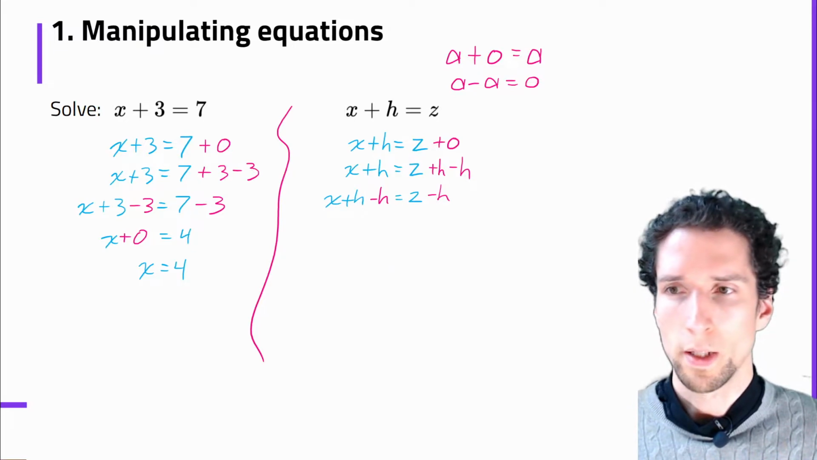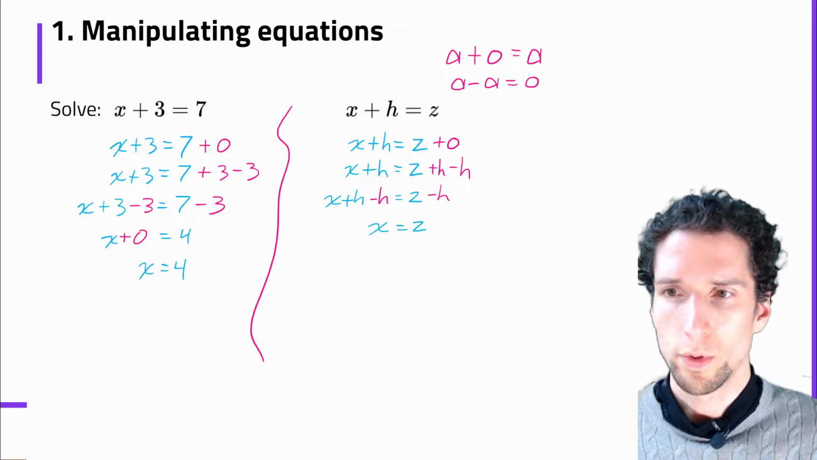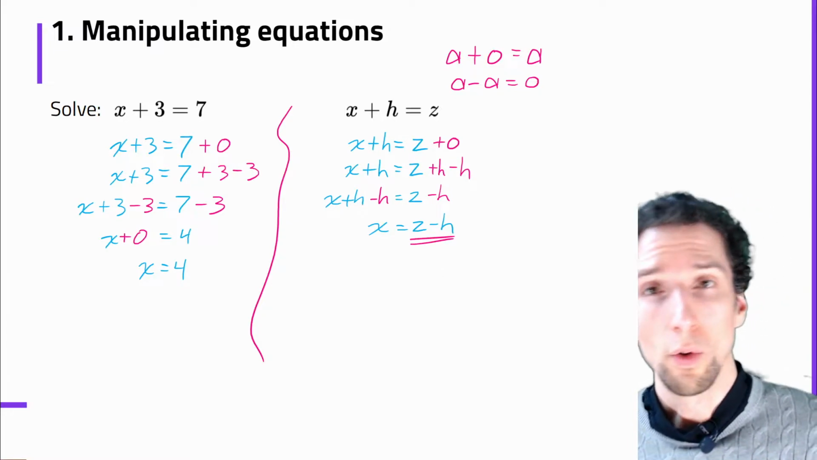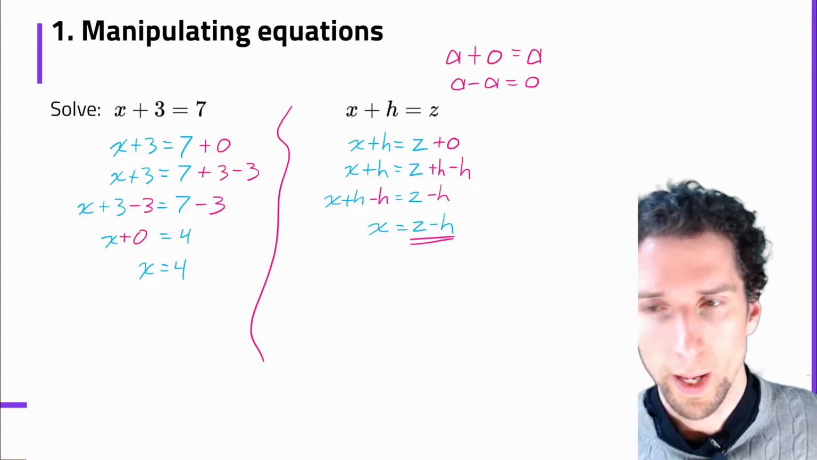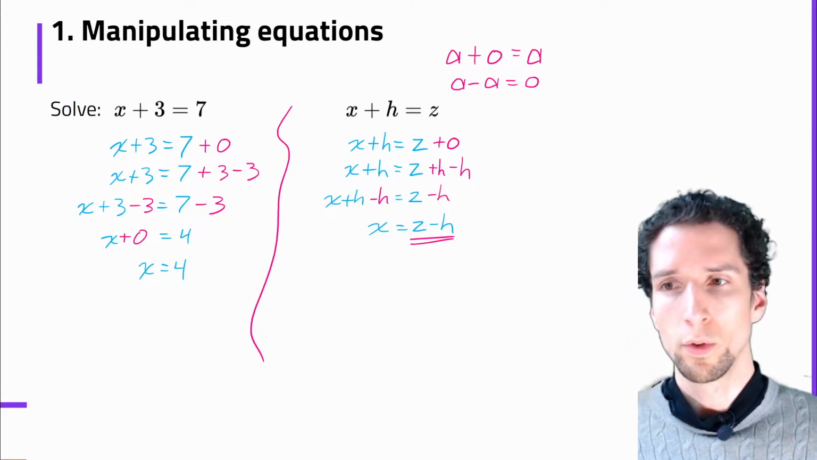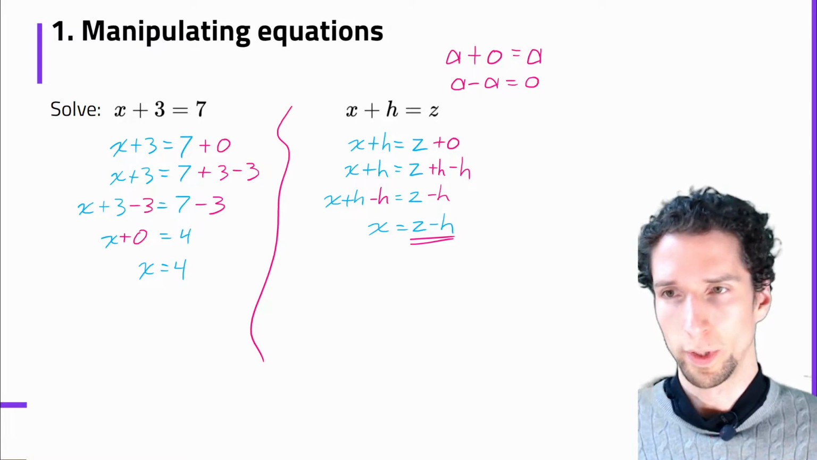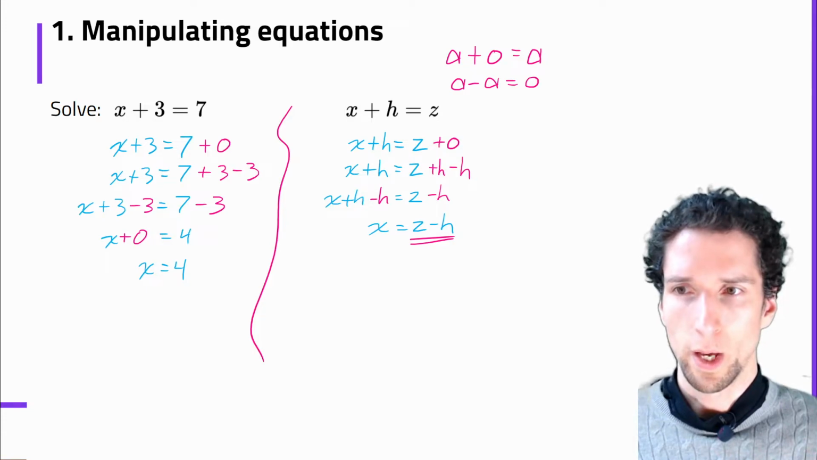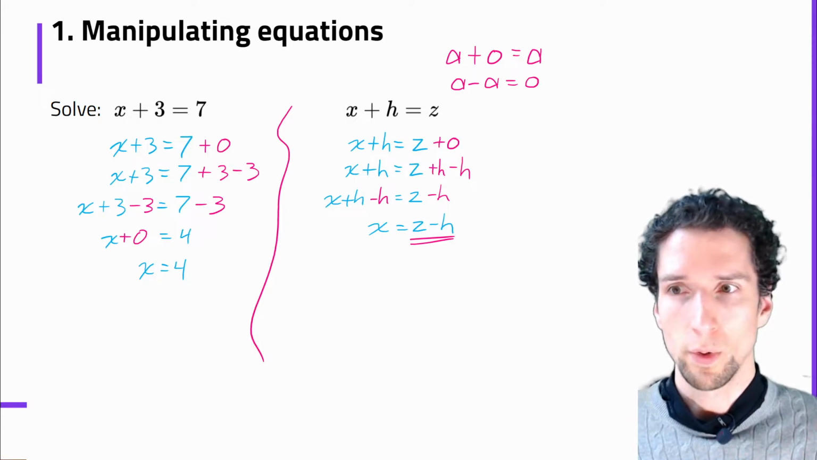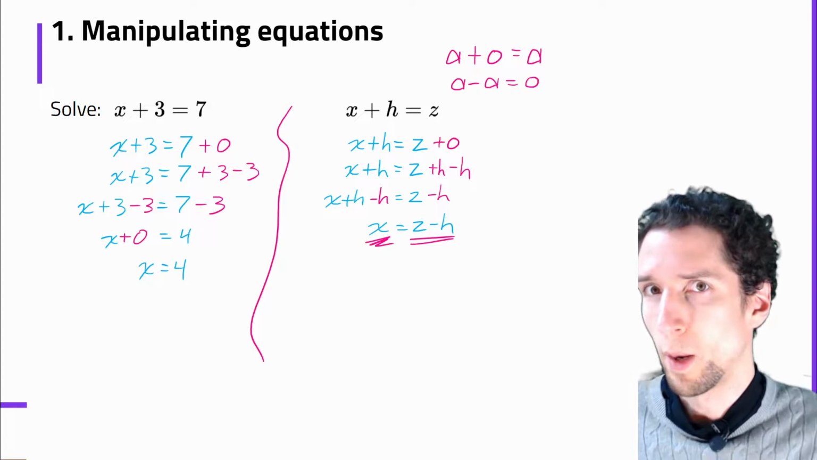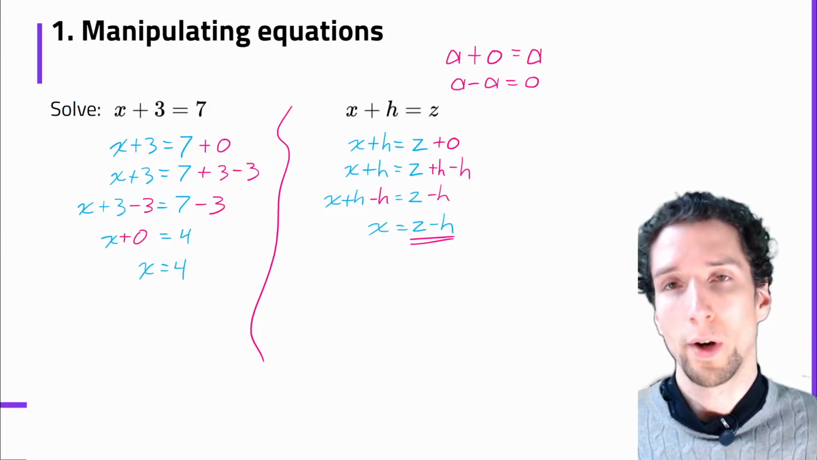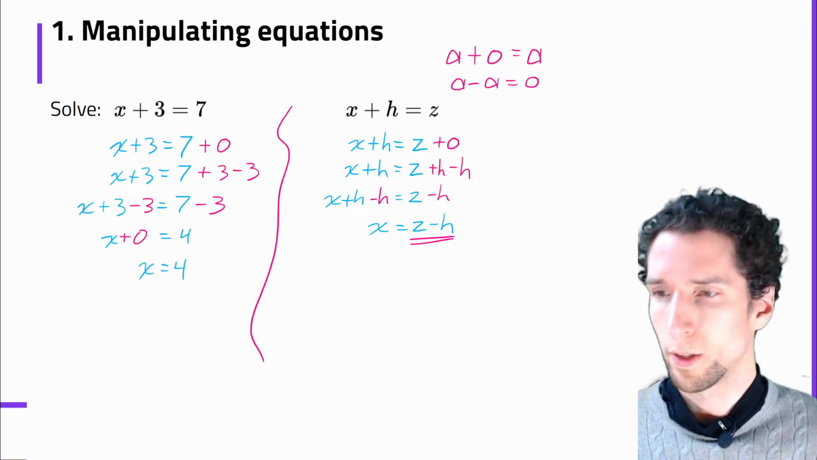And then we can simplify on the left here. Plus h minus h, that's just x. So x is equal to z minus h. Again, we don't know what z or h is equal to in terms of an actual number or anything. But we do know that z minus h will equal x, whatever those numbers end up being. We don't know, but we don't need to know. We have solved for x. We have rearranged this in terms of x.